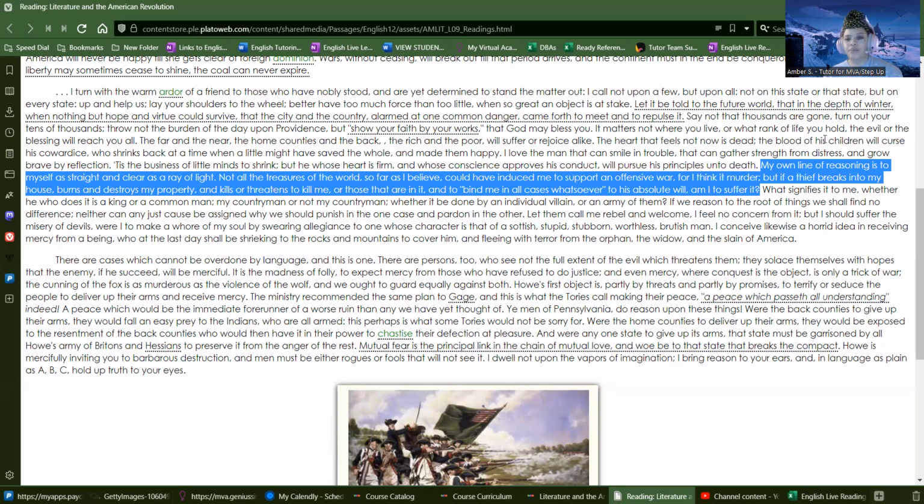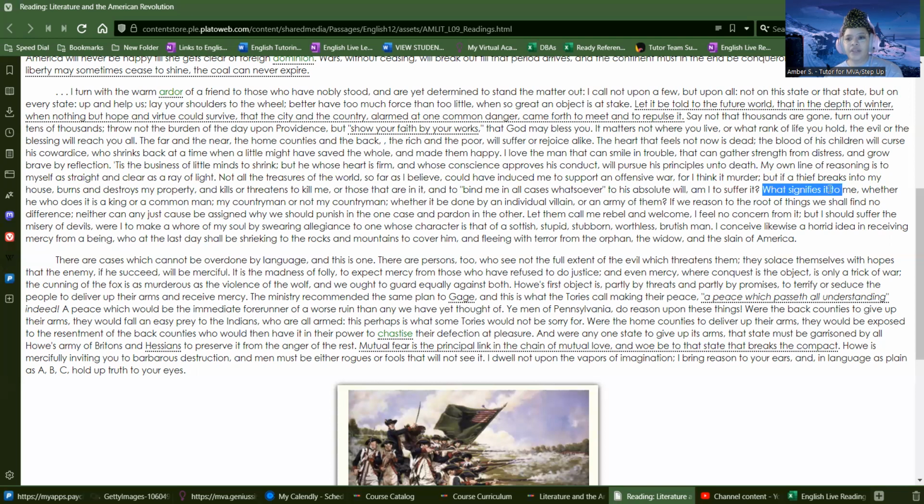he does not believe in war. He thinks that if you kill people in war, you are murdering people. But on the other hand, what else are you supposed to do if people are threatening you and your family, destroying your property, killing people who are in your home, and trying to, he references the language of the law from before, bind me in all cases whatsoever. He's saying if someone comes into my house and decides to do all of these things to me, even if I don't believe in war, am I supposed to just let them do that to me? That's the point that he's making here.